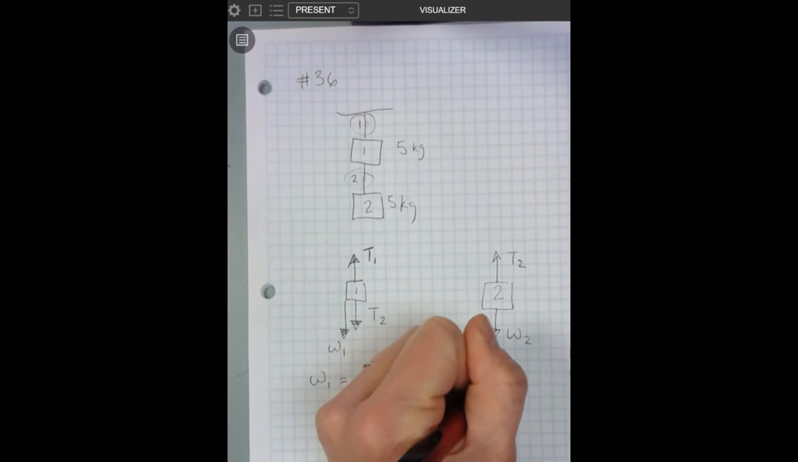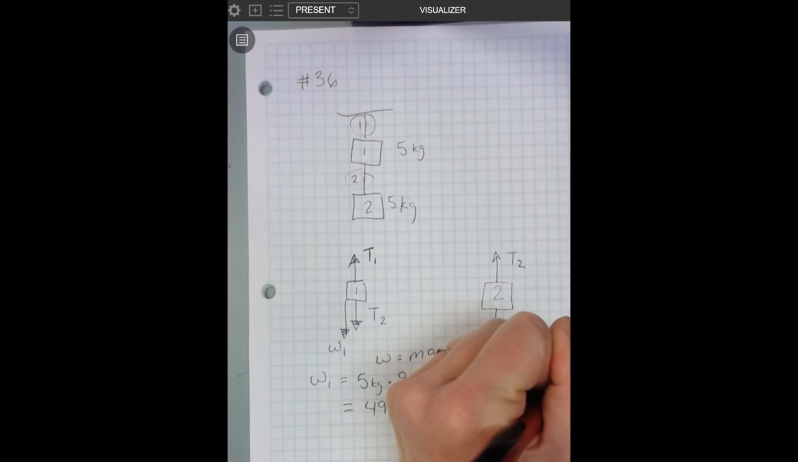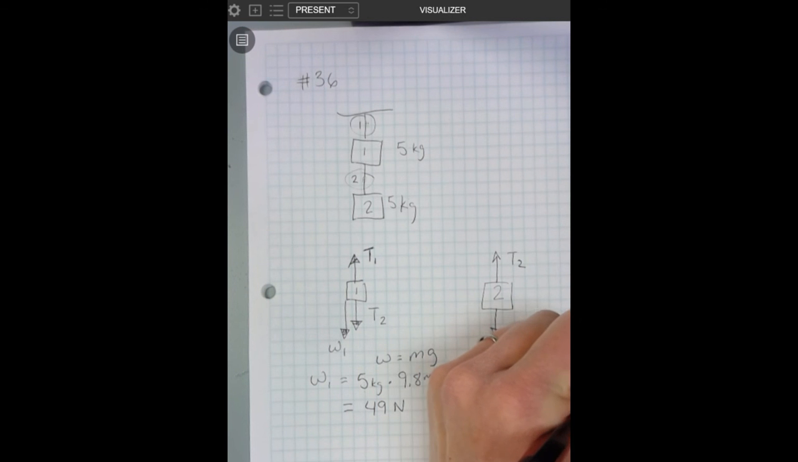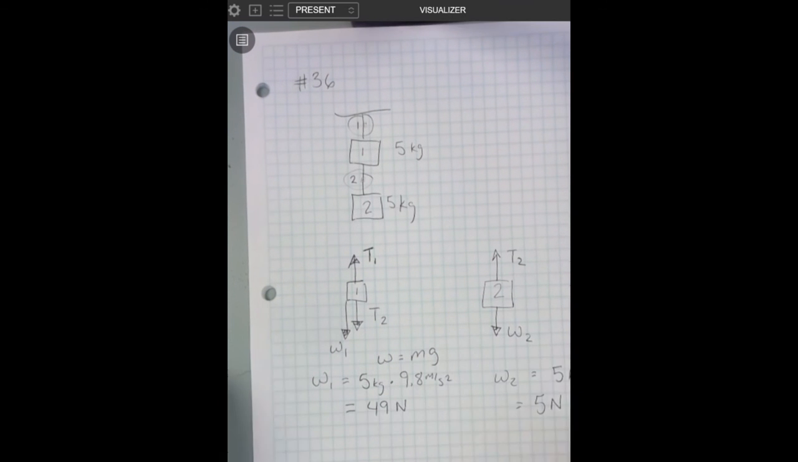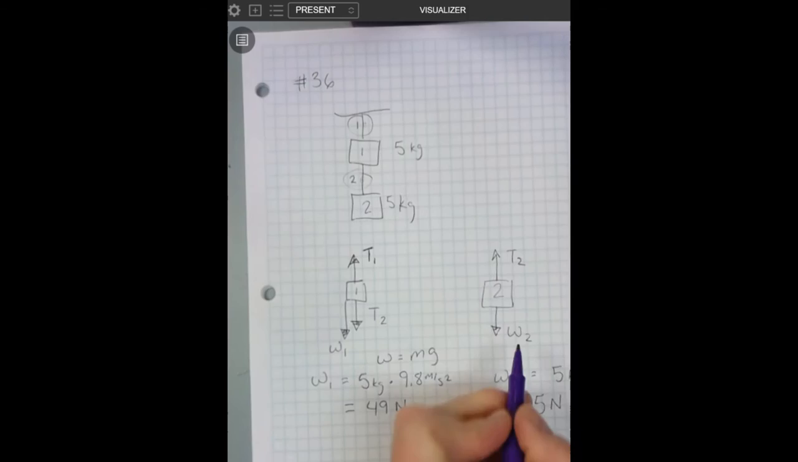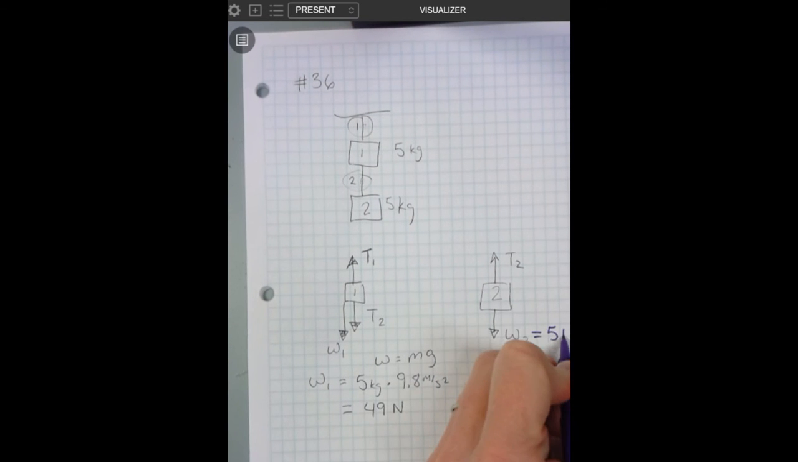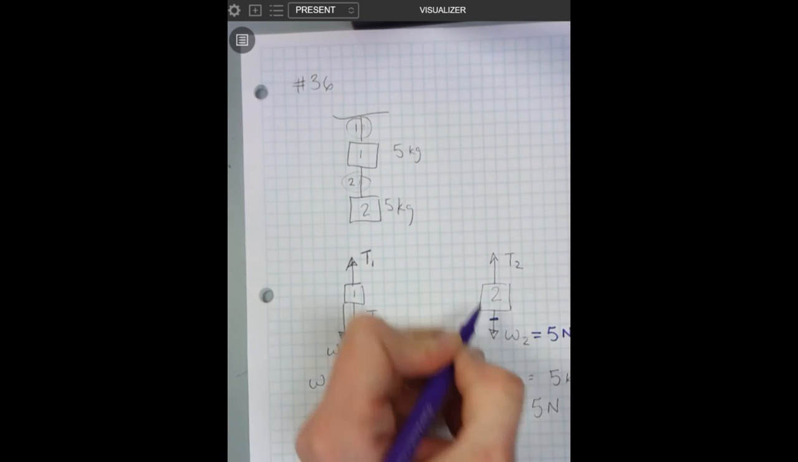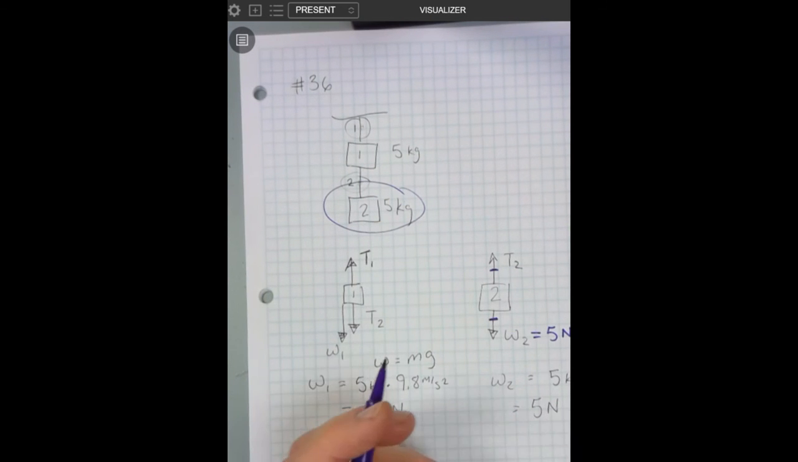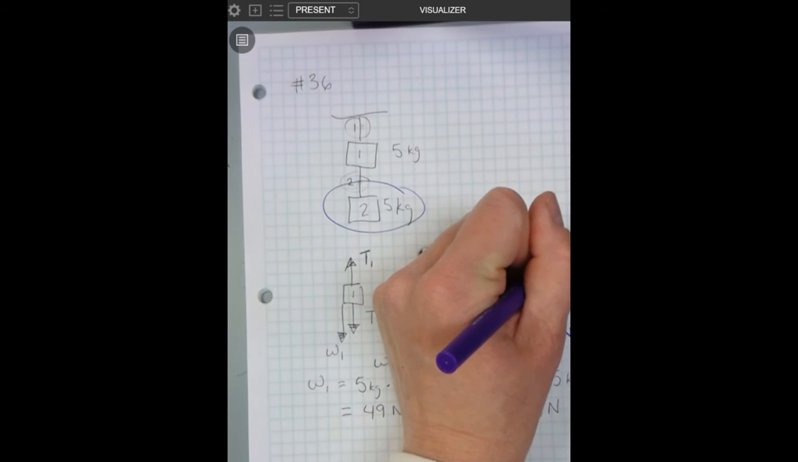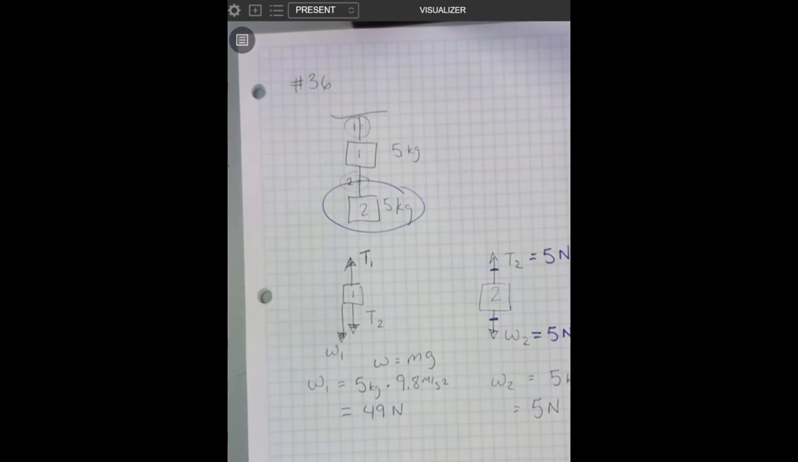And really, block 2, weight 2, also has a mass of 5 kilograms. And so weight 2 is also 49 newtons. So I can now kind of fill in some things, right? Weight 2 is equal to 49 newtons. Weight 2 has to be in balance with tension 2 because block 2 is just hanging there. So T2 is 49 newtons. Then weight 1 is 49 newtons.